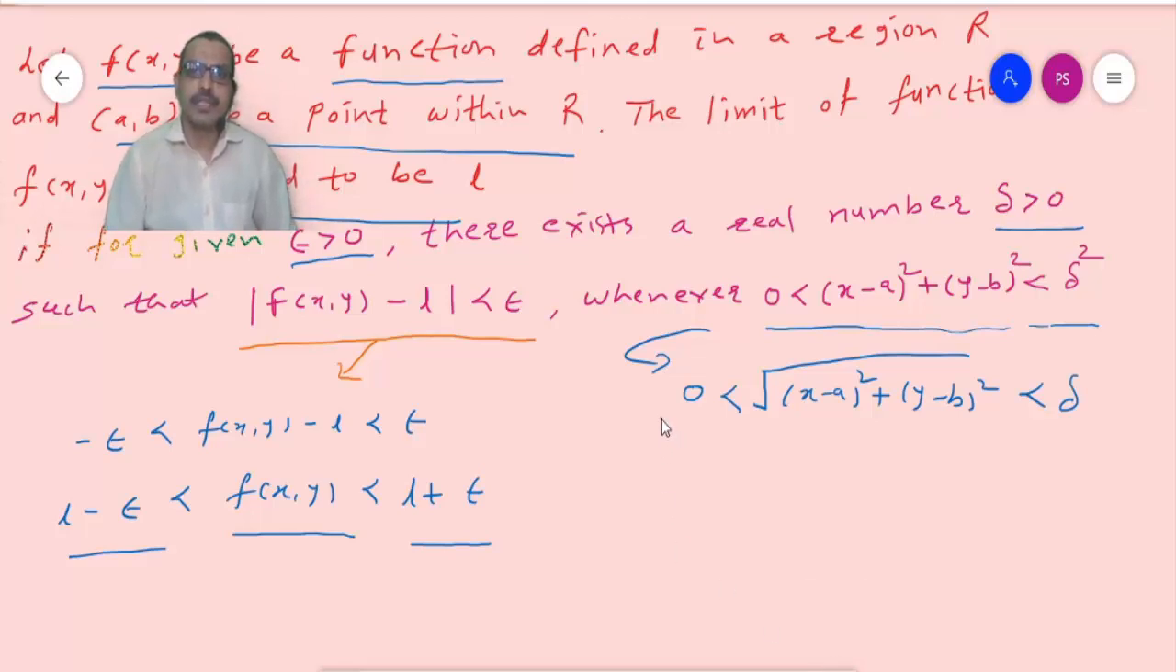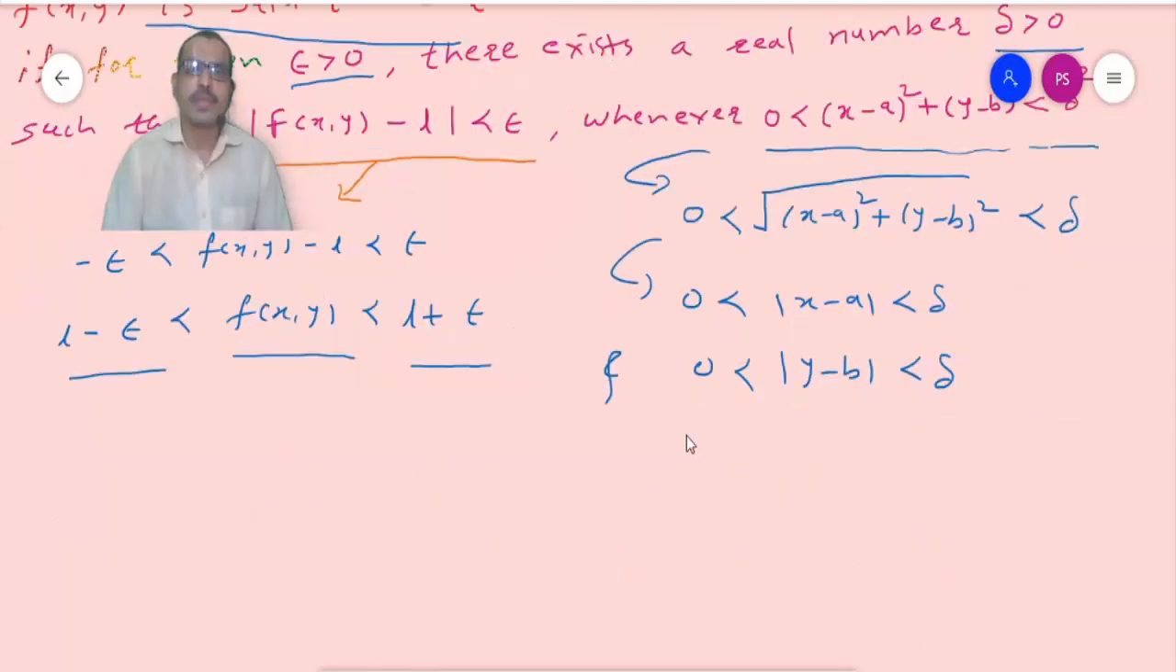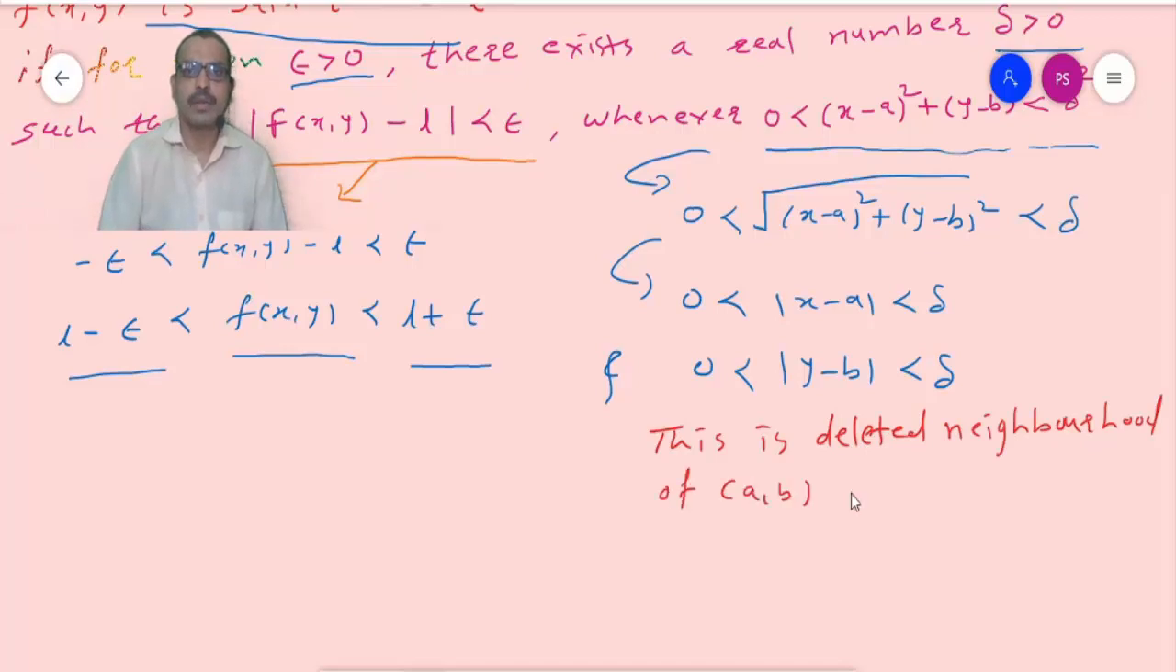Okay, this means that 0 is less than |x minus a| less than delta and 0 is less than |y minus b| less than delta. Then this is called the deleted neighborhood of (a, b) with radius delta.